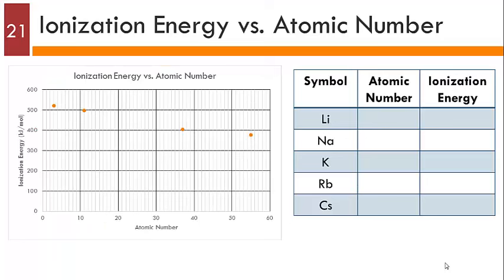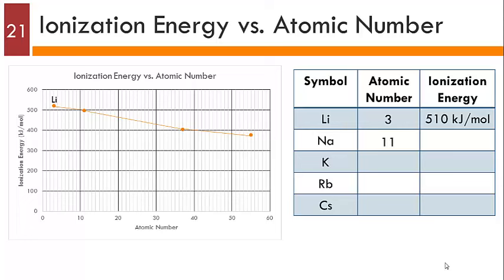Question 21 involves using the graph to answer some questions. First we can complete the graph by connecting the dots. This is showing us a trend in ionization energy. We can see that as the atomic number increases, the ionization energy is decreasing. Atomic number 3 is lithium. So there's lithium on my graph. It corresponds to that point. And we can estimate the ionization energy is about 510 kilojoules per mole.